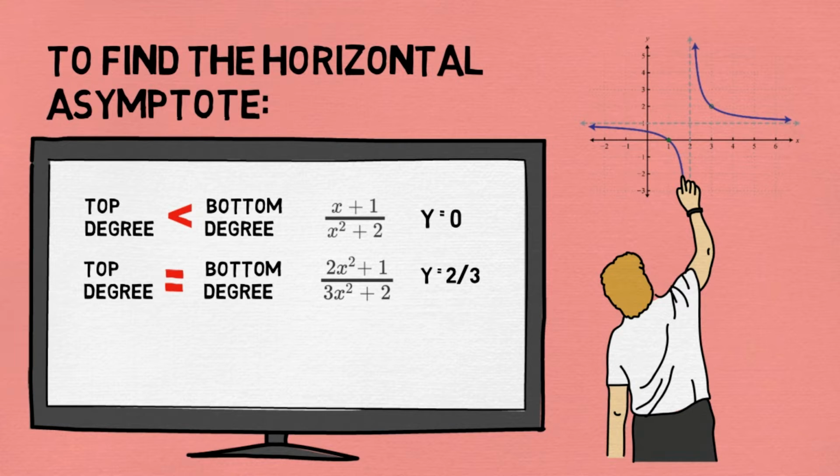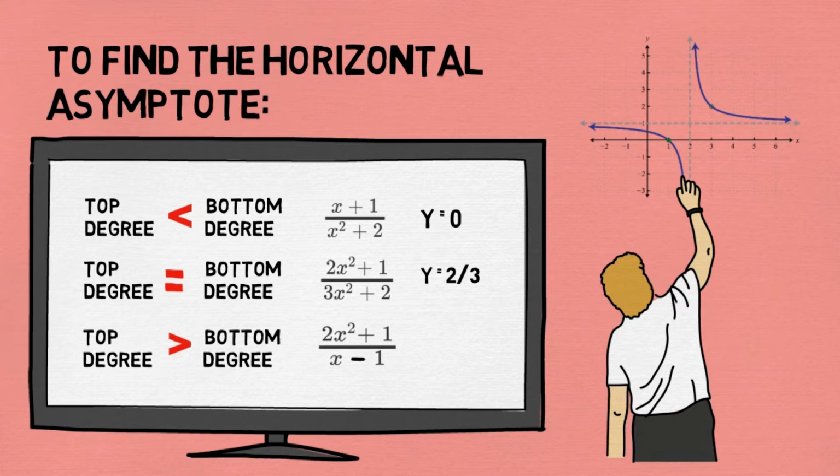If the top degree is higher than the bottom degree, for example, 2x squared plus 1 over x plus 1, we can see that the bottom degree is lower, so if this is the case, there will be no horizontal asymptote, so y equals none.